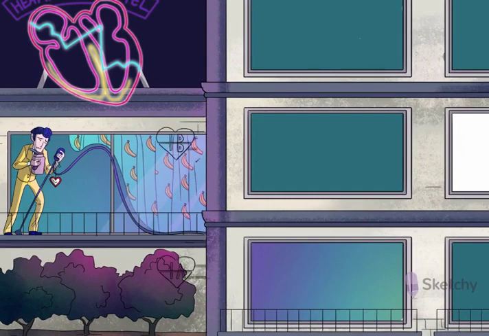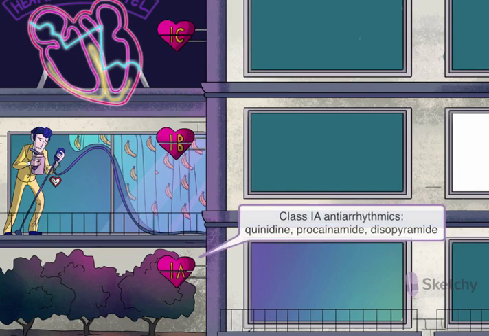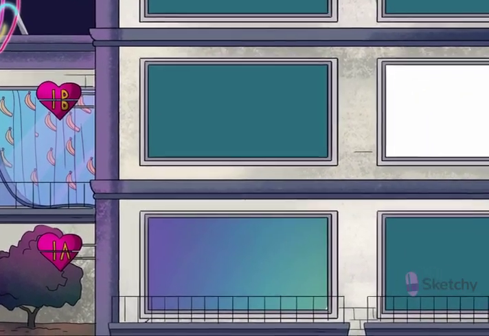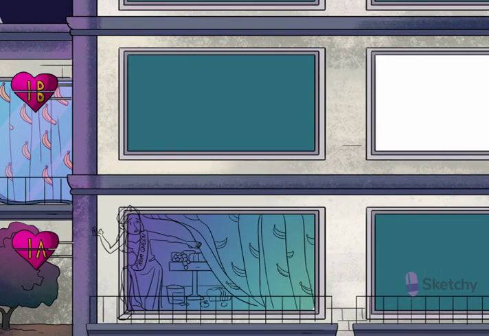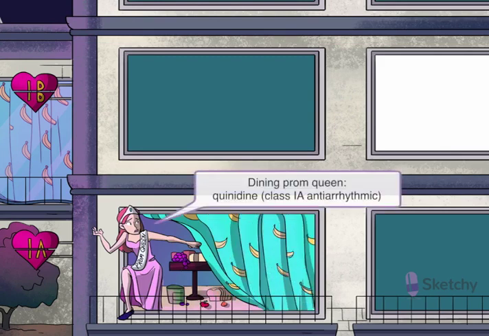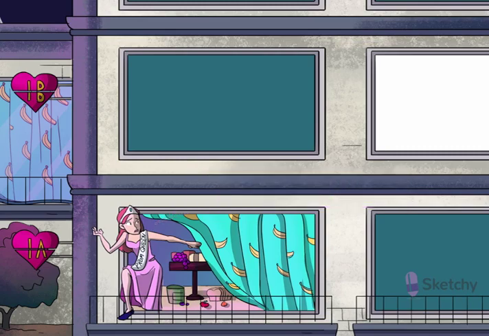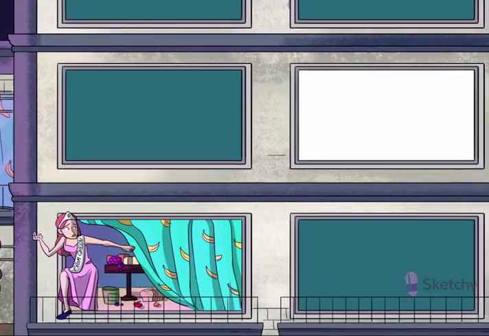Okay, this 3-story hotel has floors 1A, 1B, and 1C for each of the subtypes of Class 1 antiarrhythmics. Let's start with the lonely residence of floor 1A. And here she is, the runaway prom queen. Looks like things didn't turn out as planned at the high school dance, and she checked herself into the Heartbreak Hotel to eat away her sorrows. Let this dining queen remind you of the drug quinidine and our first type 1A antiarrhythmic.